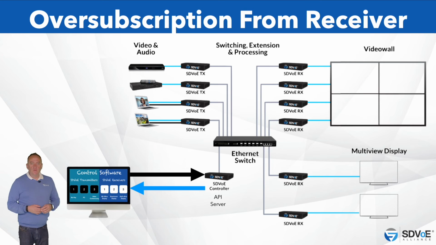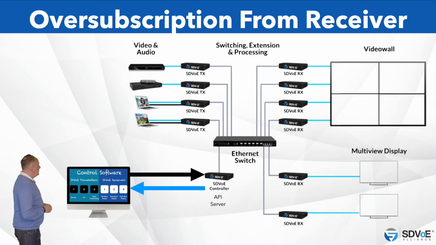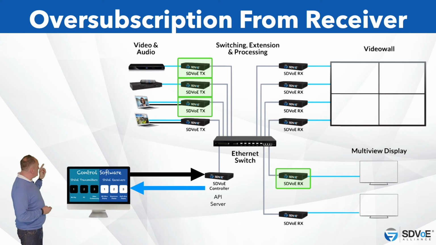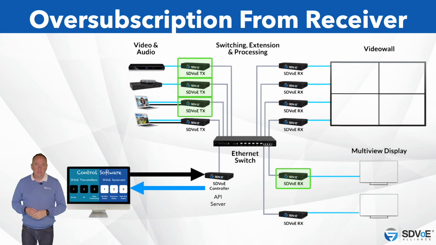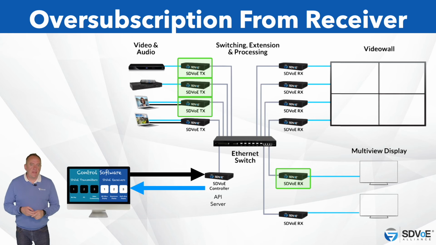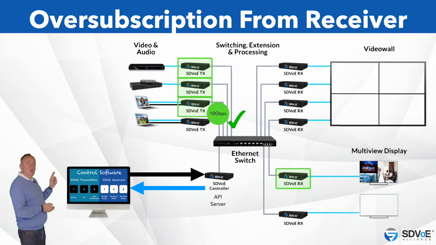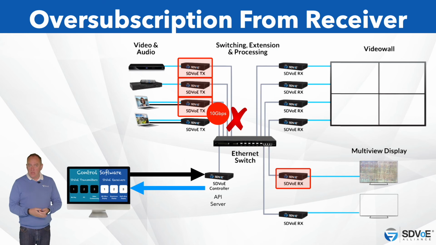Now let's look at how oversubscription could occur from a decoder or receiver device. In this example, receiver C is sending a multi-view image to the display by connecting to 3 separate streams from transmitters A, B and C. As we learned in the Multi-View Explain course, it's important to ensure that the total bandwidth of these streams will not exceed the total bandwidth available to prevent oversubscription. And you can learn more about multi-view in the SDVoE Academy.